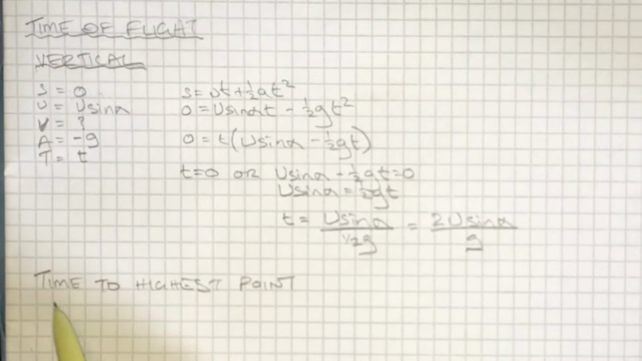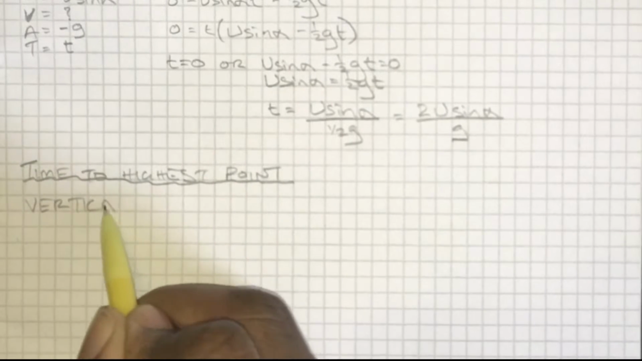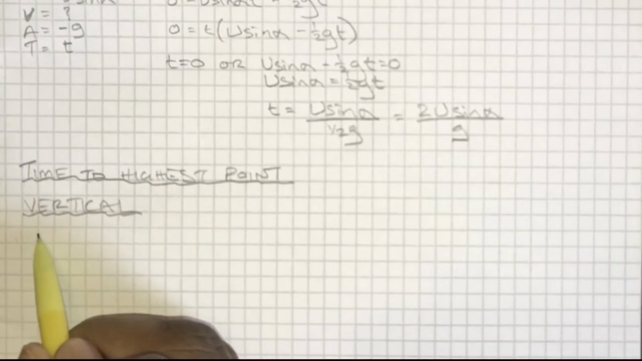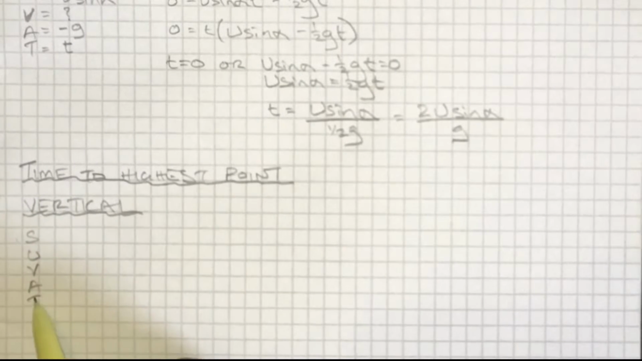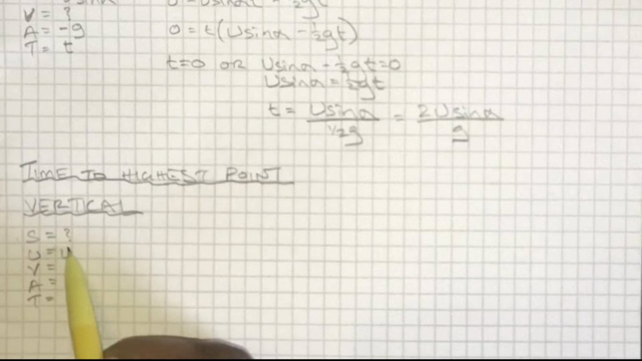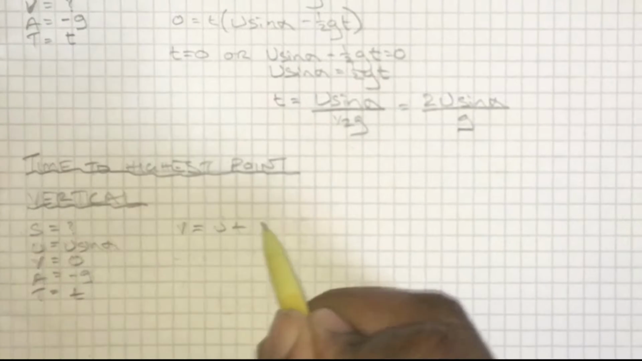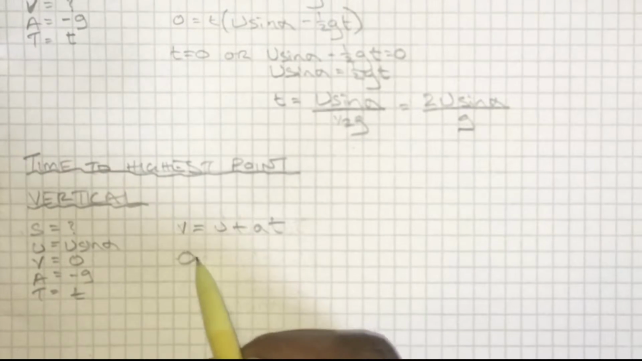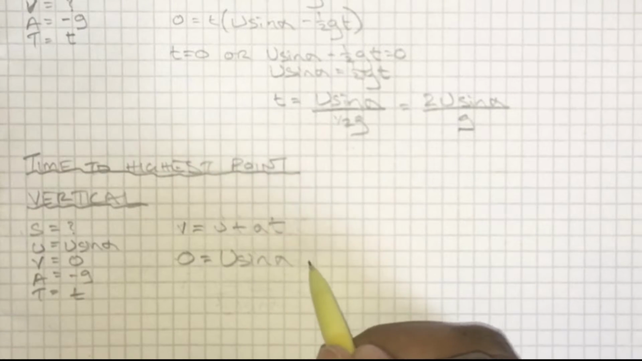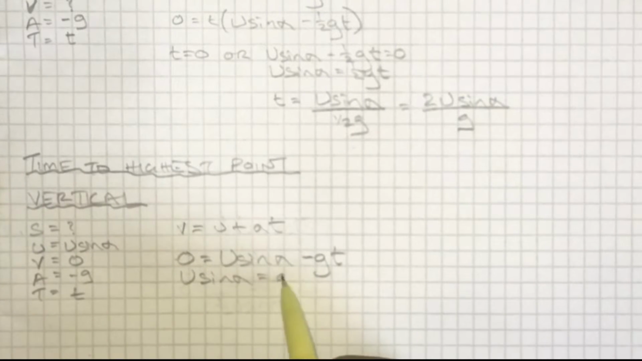Okay, we can also get a general expression for the time to the highest point. So this is going to be to the peak of the flight path. So we'll set up some vertical variables. We know that the vertical velocity at the highest point is 0, and then we'll fill in the rest as usual. So it's unknown displacement, u is u sine alpha, acceleration of negative g, and we'll use the variable t. So we can plug this into v equals u plus at, and we're just rearranging to isolate t to make t the subject, and we get an expression u sine alpha over g.